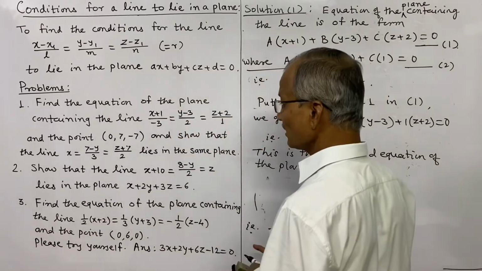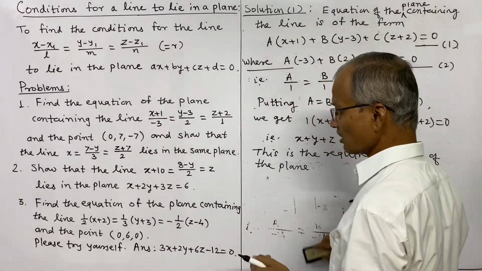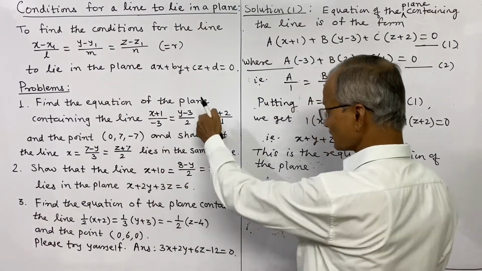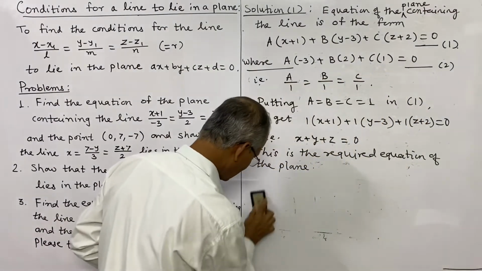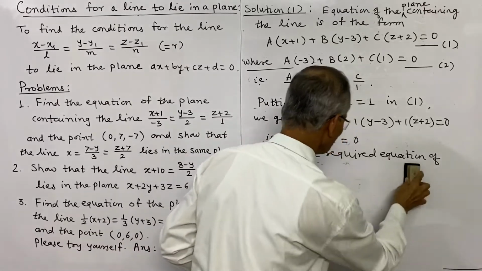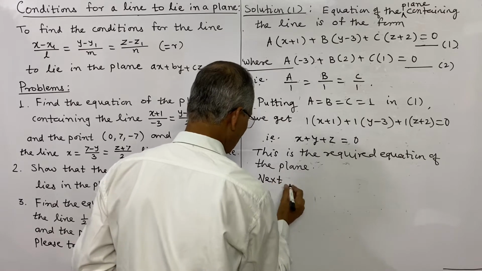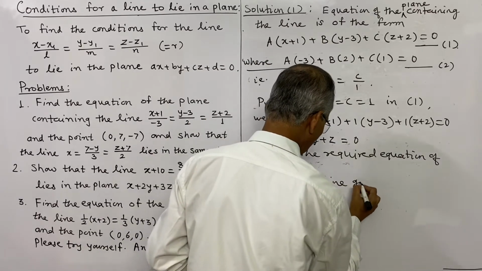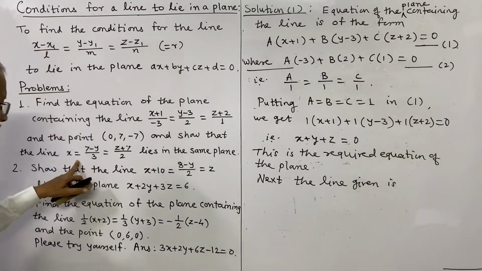But further, the solution is not complete. We have to next show that this line lies in the same plane, the plane that we have obtained. Next, what is the line given? The line given is this one.